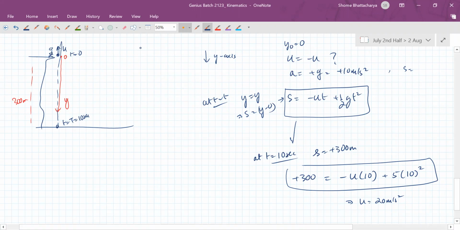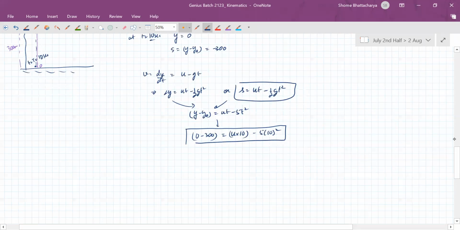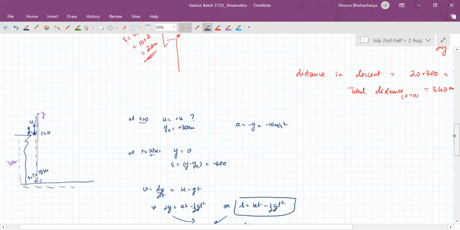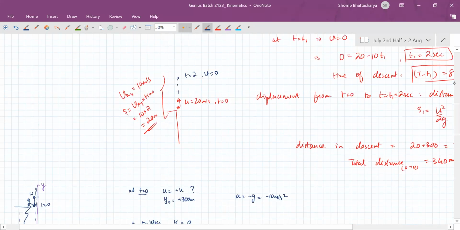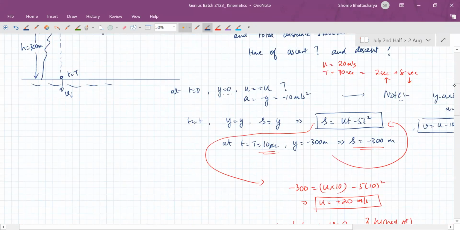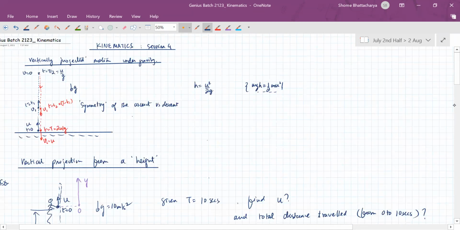Sir, what was the total displacement in this sum? Total displacement is 300 meters, beta, but total distance traveled is 340. So displacement will be minus 300, no? Yeah. So that is according to our sign convention. In the original solution that I gave here, I'm taking the upward direction as positive. So the net displacement is minus 300.